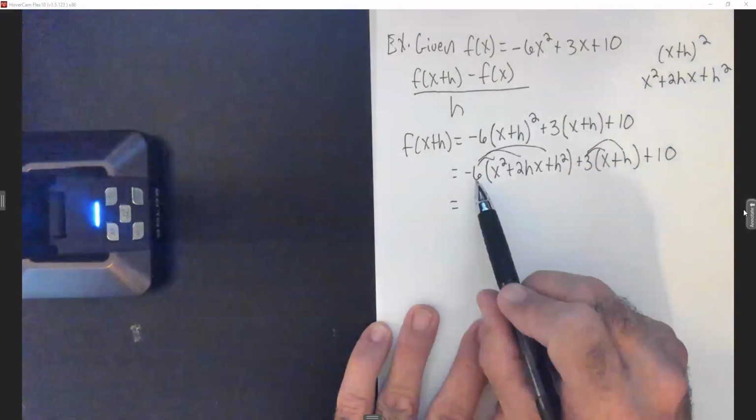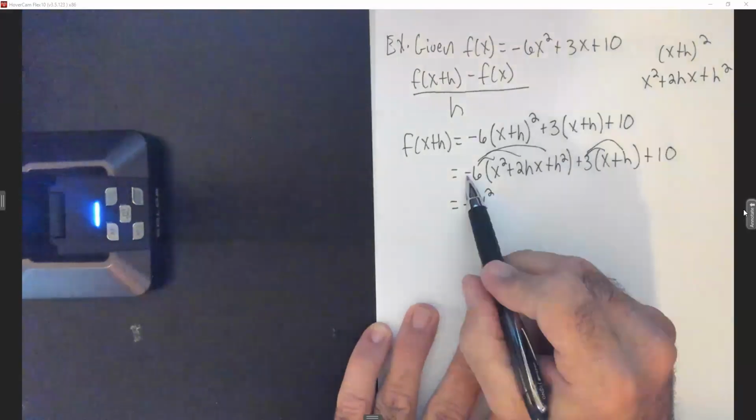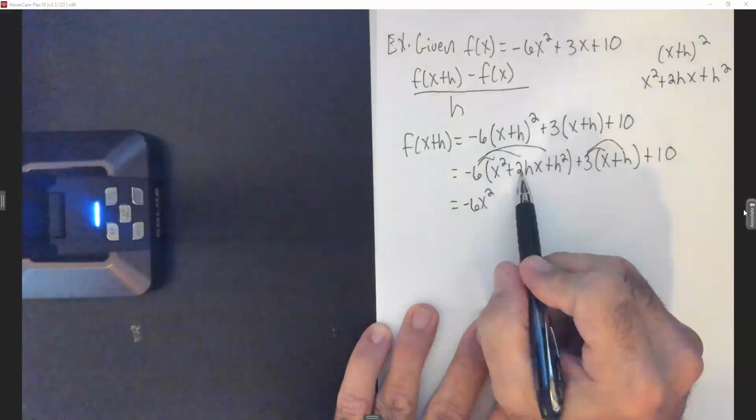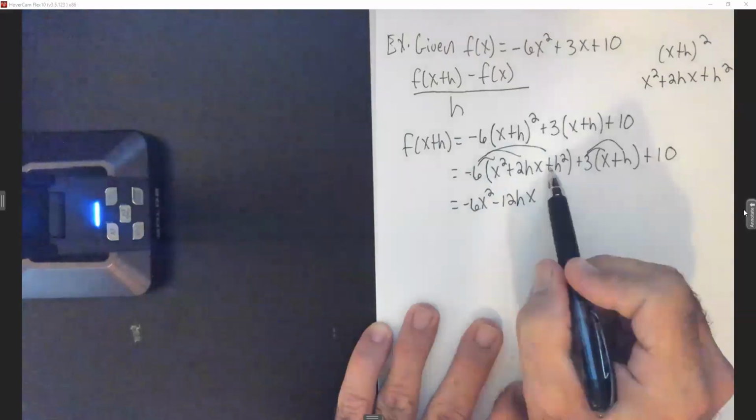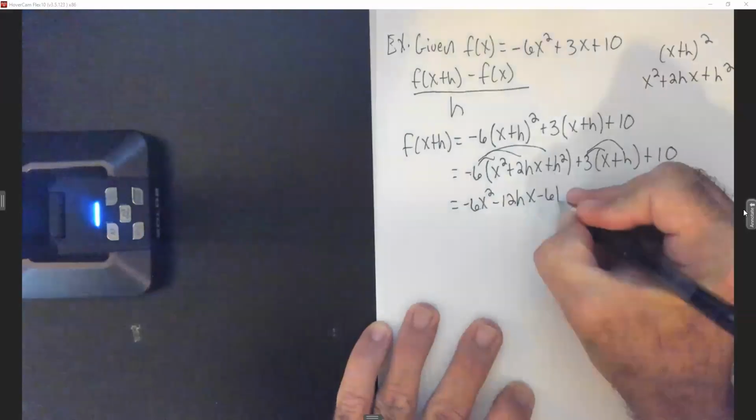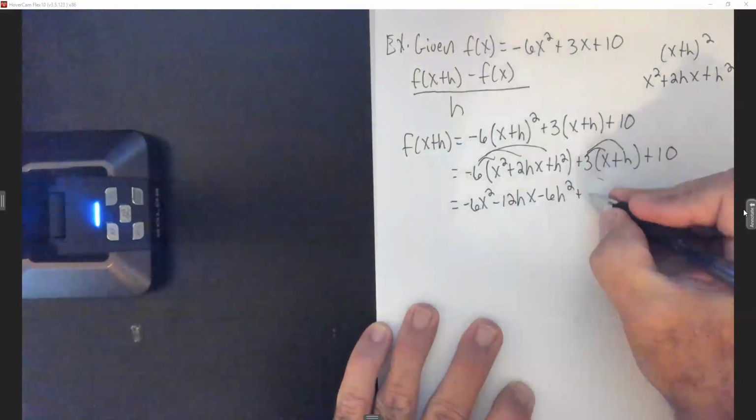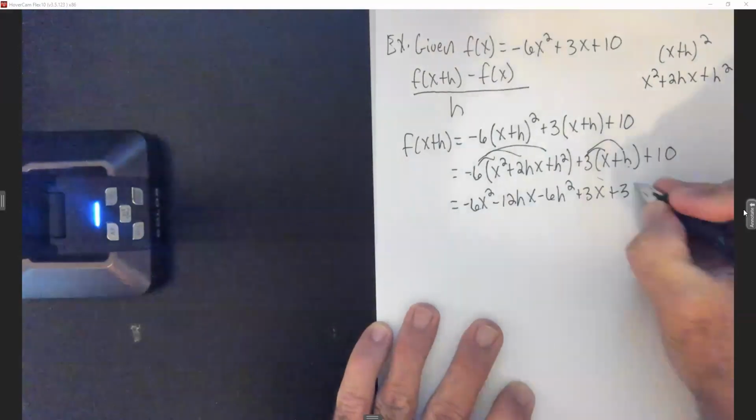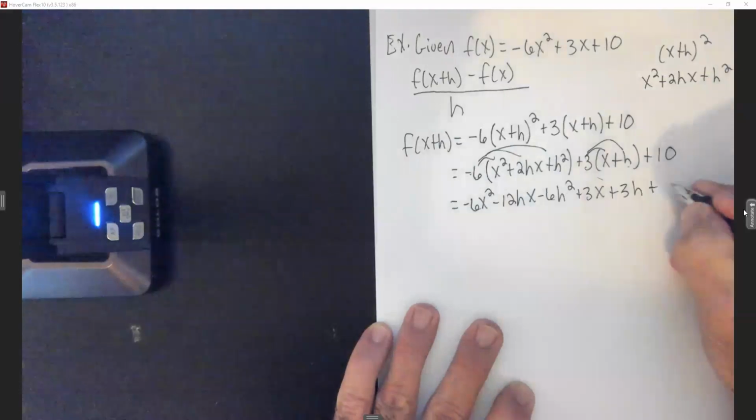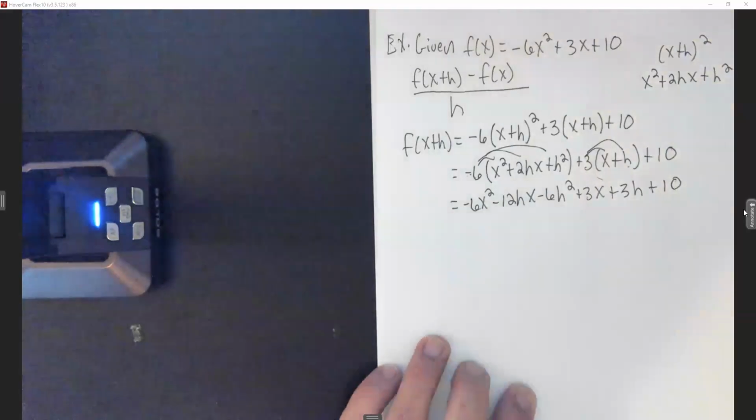-6 times x squared is a -6x squared. -6 times 2hx is a -12hx. -6 times h squared is a -6h squared. Now I'm going to work on the next one. So that'll be plus 3 times x, which is 3x, plus 3 times h, which is 3h, and then finally bring down the +10. Now y'all want to know what's sad? There are no like terms in that.